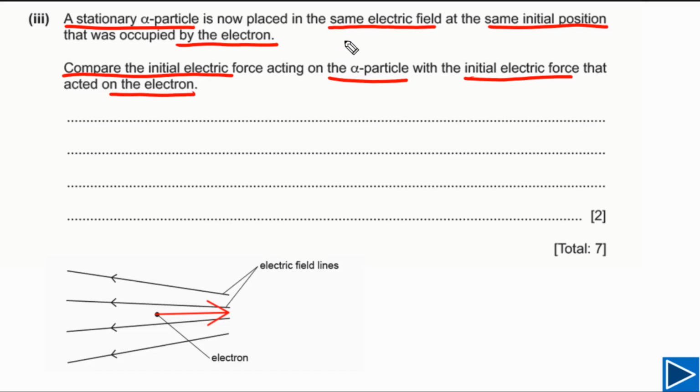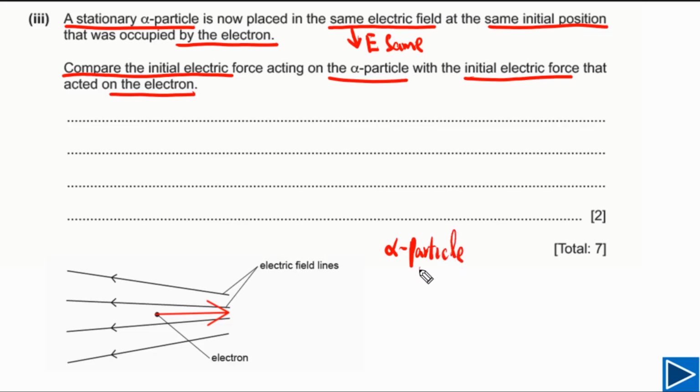In order to compare this one, the first thing we need to understand is what is given. It is given to us that there is the same electric field. It simply tells us that E is the same. Electric field is the same. So this is the first thing. The second thing we need to understand is the charge on the alpha particle and the charge on the electron.